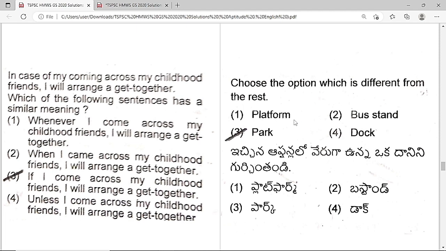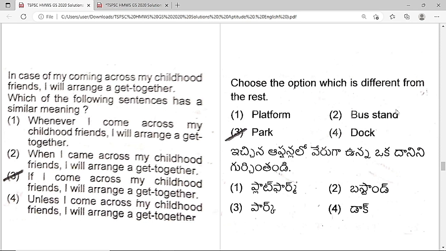You can see that platform, bus stand, and dock are basically halting places. Halting places means, for a platform, trains are going to come here and stay here. A bus stand is where buses are going to come, and a dock is where ships are going to come. Whereas in a park, people are going to go for enjoyment.